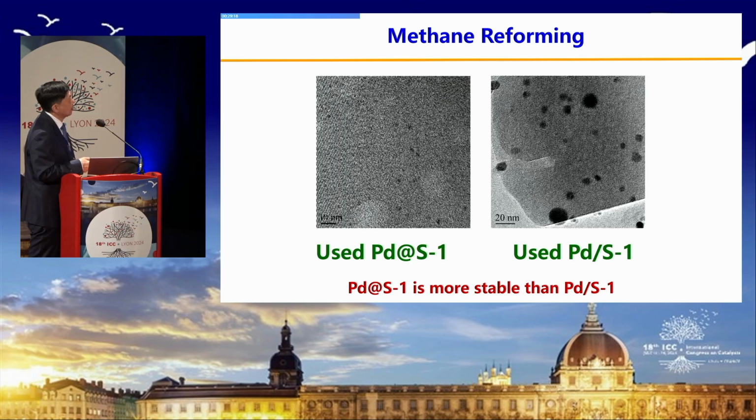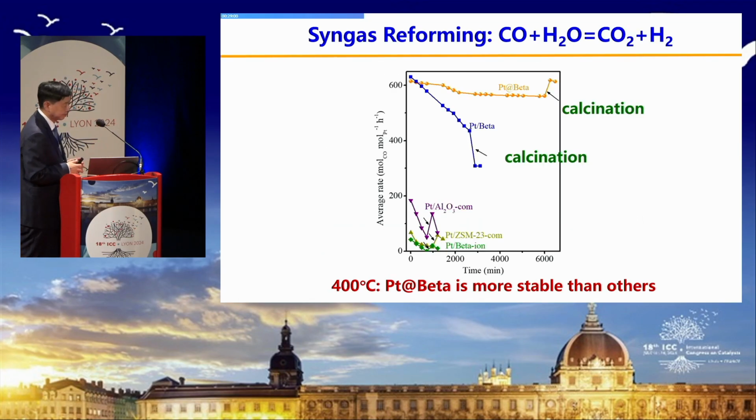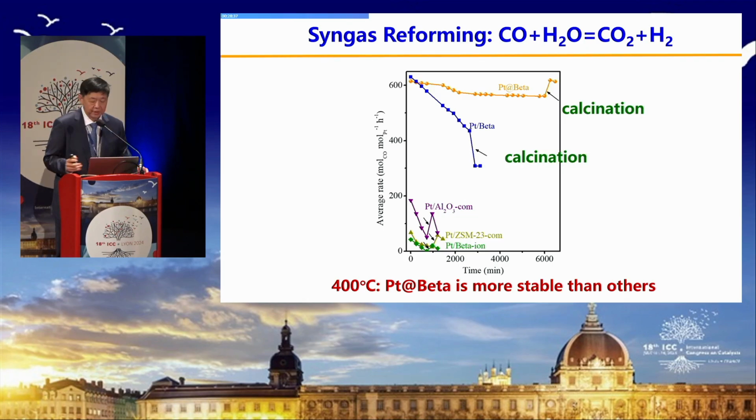You can see that the used supported catalyst has already become large particles during nanoparticle sintering. But for the nanoparticles fixed with zeolite, it's very stable, still very small nanoparticles, almost the same as before. Not only for this reaction, but also for other reactions. For this one, the supported catalyst quickly reduces activity, but the fixed one reduces activity only a little, and after calcination it returns back. The fixed catalyst is much more stable than the others.